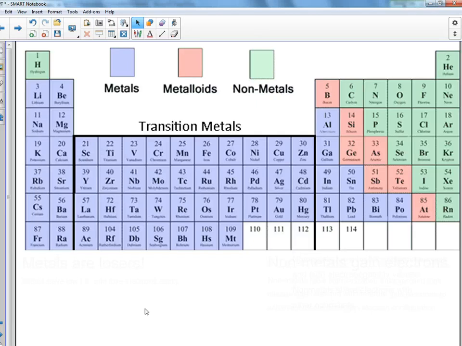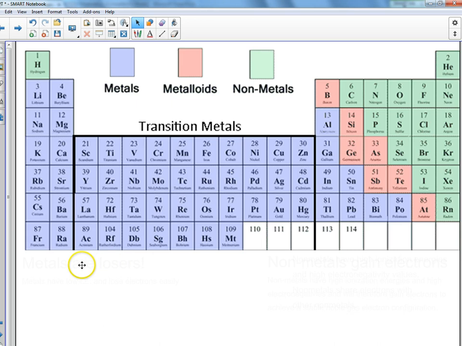This is the first of several videos about covalent bonding. So covalent bonding we're going to see involves bonding between nonmetals and nonmetals. So we're talking about the atoms in green on the right side of the periodic table. Up to this point we have talked about bonding between metals and nonmetals, which is ionic bonding. And we have talked about bonding between metals and metals, which is metallic bonding.